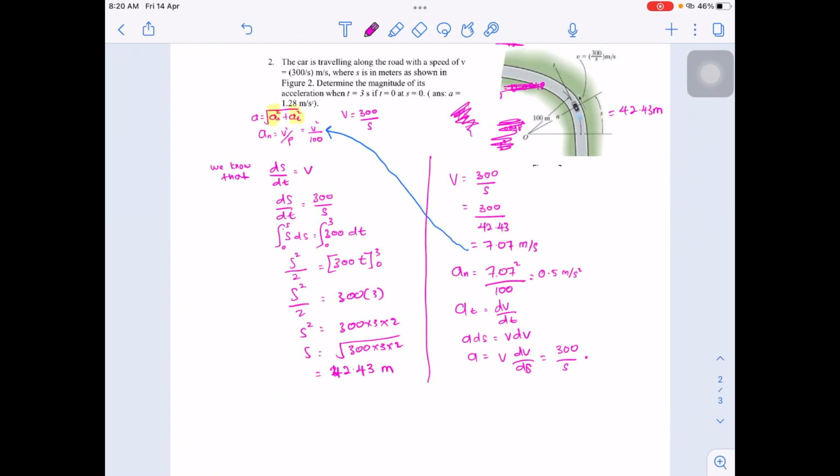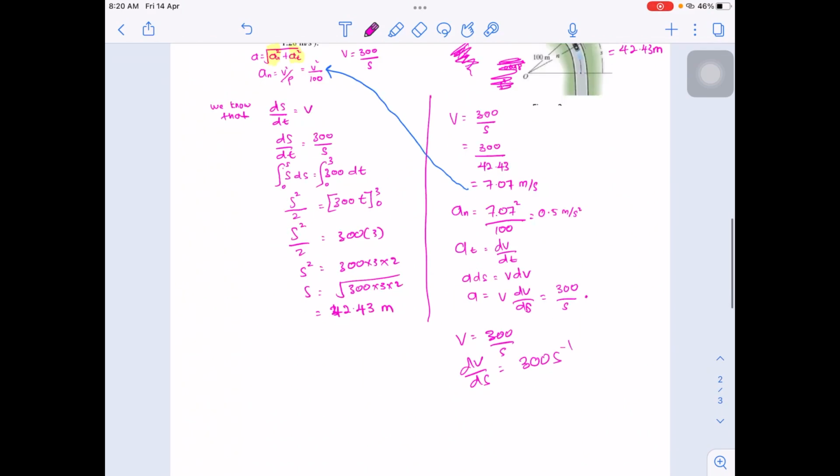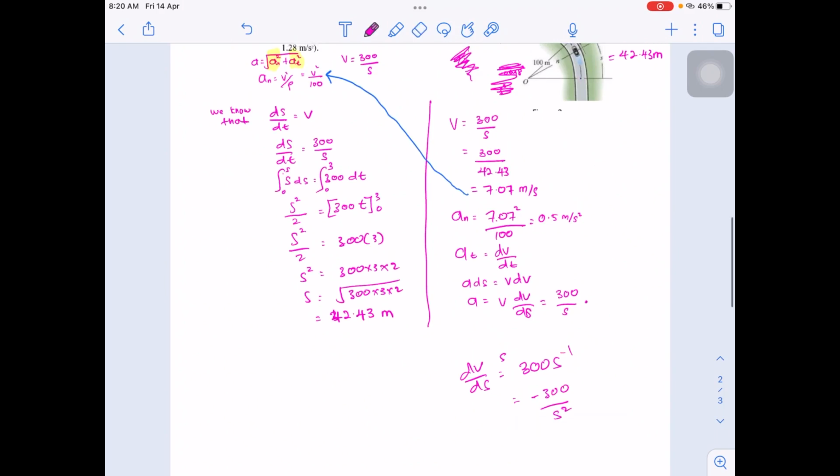Okay, so kita ada V is 300 over S. Kalau tak saya seorang je pandai ni. So dV over ds, we differentiate yang ni, kalau kita letak ke atas S tolak 1, so dapat berapa? Negatif 300 over S squared. So inilah hasil kami. Berapa tadi? V is equal to 300 bahagi S. Okay, dV over ds, you dapat inilah.